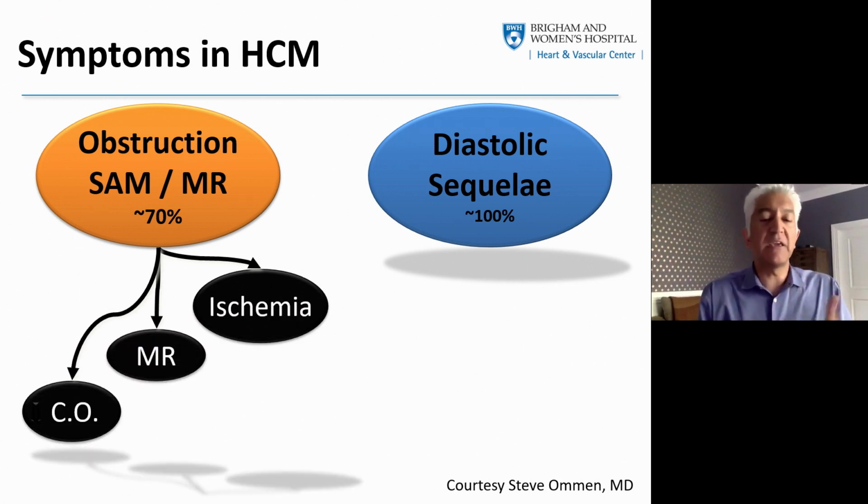And then these things may be compounded by other factors. But when there is obstruction, you have a lot of load on the ventricle, and that may contribute to subendocardial ischemia.